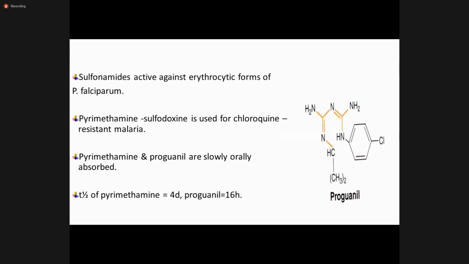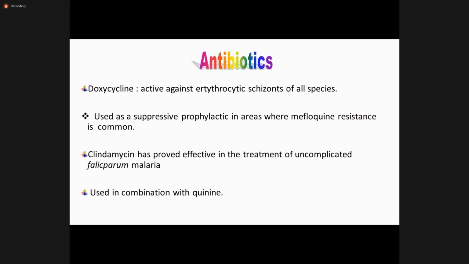Sulfonamides are again effective in falciparum resistance cases. Proguanil is also another form. We also discuss some antibiotics, in some cases like doxycycline and clindamycin, and they are also of specific use. They are used in specific conditions.